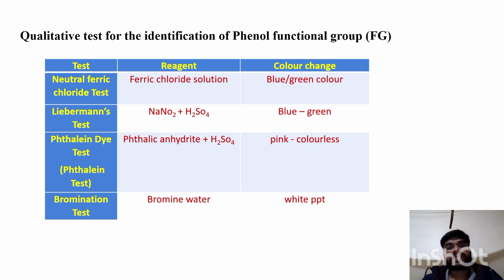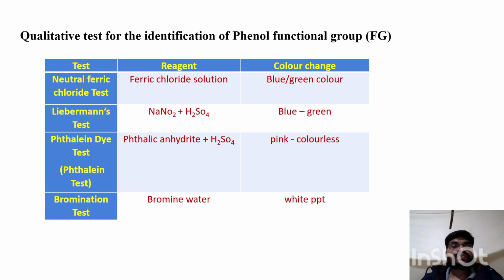Coming to Liebermann's test. These are the reagents: sodium nitrite plus sulfuric acid. Sulfuric acid is nothing but the king of chemicals. It also acts as a strong dehydrating agent, and it is a strong acid. When these two reagents are mixed with our sample in the test tube, the color change is initially blue. After some more time after adding the reagent, it gets converted to green color.